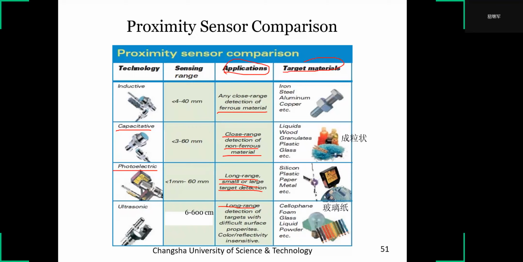Target material, fluid material, most materials are okay. This is photoelectric: silicon, plastic, paper, metal. The ultrasonic: cellophane, foam, glass, liquid, powder.